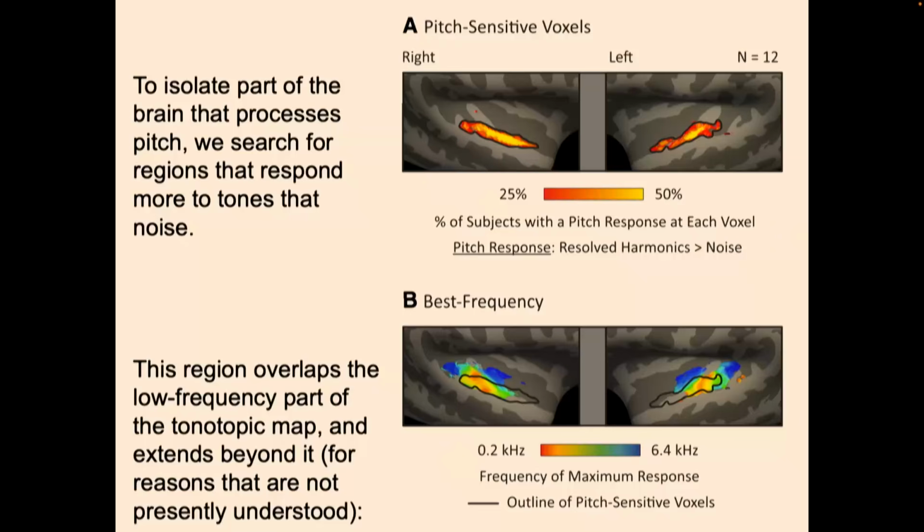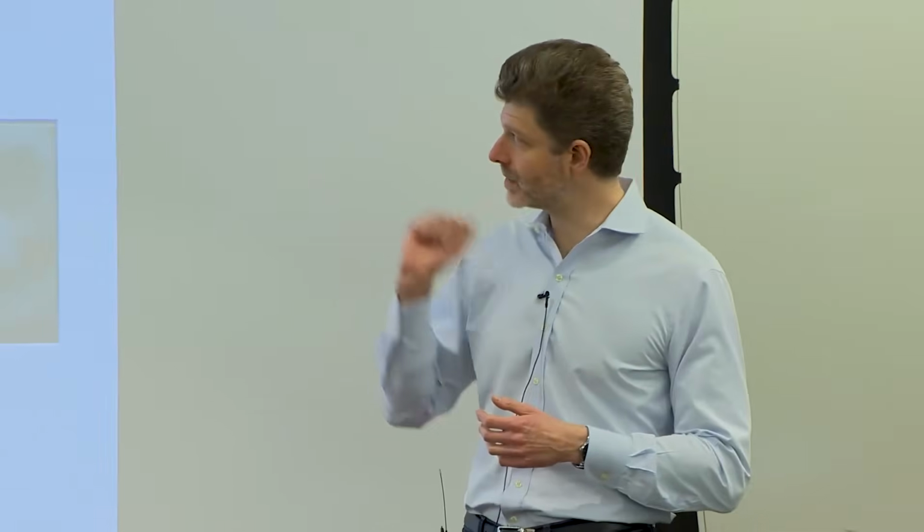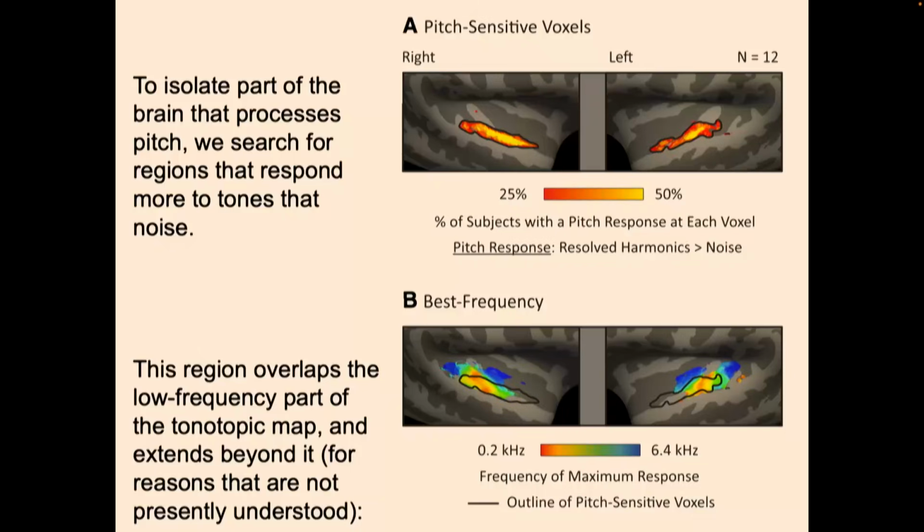Okay? And so one of the places where this turns out to be useful is when we think about the neural basis of pitch. So one approach that has been used for a long time to try to isolate parts of the brain that process pitch is to look for regions that respond more to tones than to noise. And that's what's shown in the top plots.